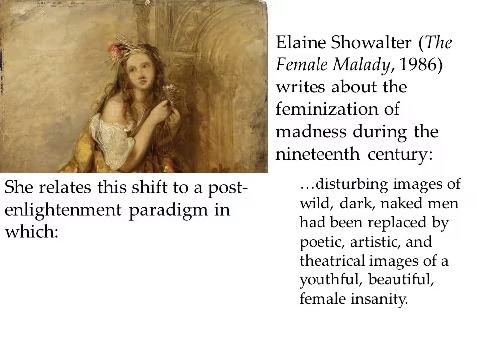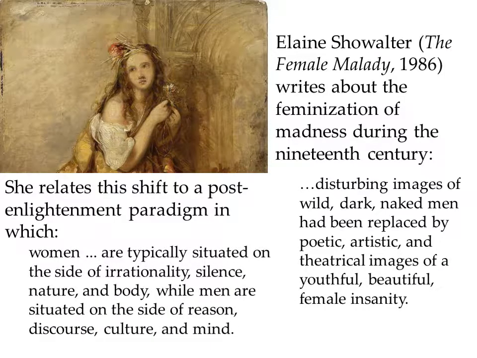And so you've got a change during the 18th century Enlightenment, the age of reason. You've got a shift to a different paradigm, a different view of madness. And in that view, women are typically on the side of irrationality, silence, nature, body. That's what women represent. Men are reason, discourse, culture, mind. Men are on the side of logic, women are on the side of illogic, a sort of emotional world of nature and body and silence, in contrast with male culture, which was the reasonable culture, the culture of logical discourse, the culture of the mind.